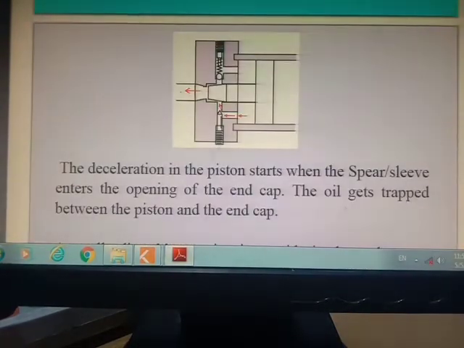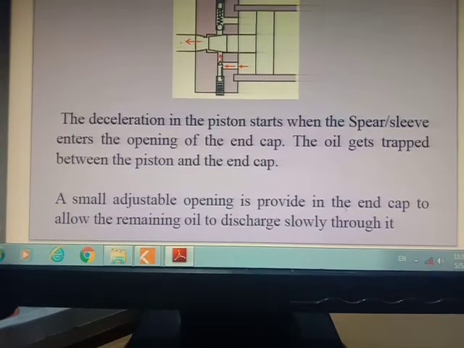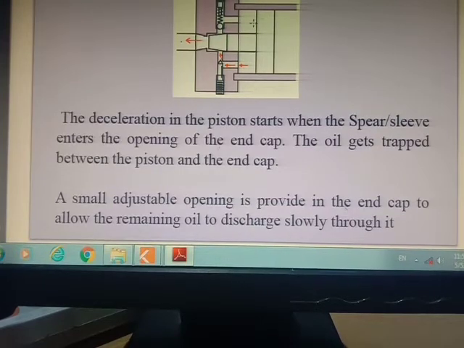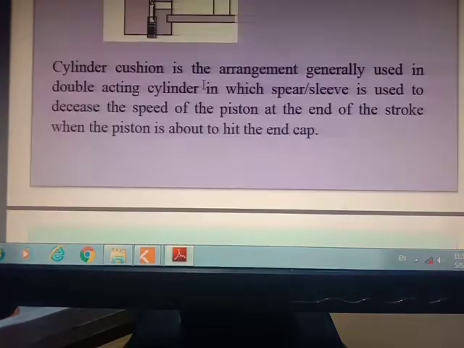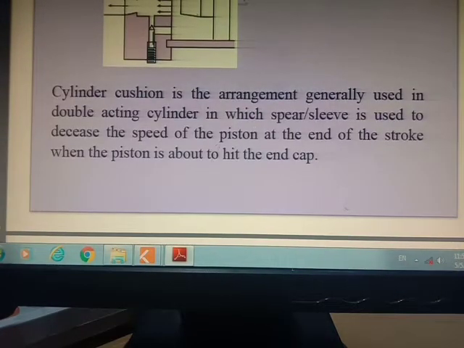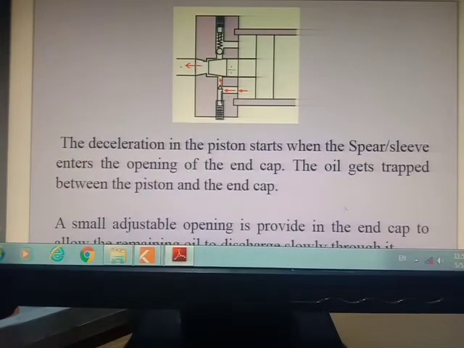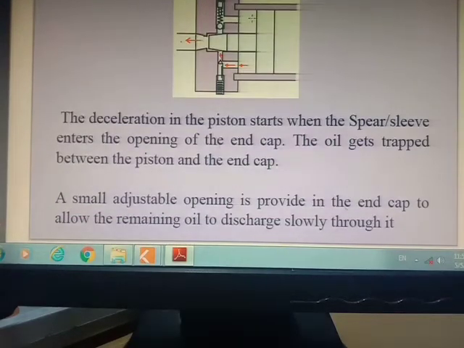How is that used? What happens when the piston moves in the forward direction? Suppose this piston is moving in the forward direction. The deceleration of the piston starts when the spear sleeve enters the opening of the end cap. Here you can see this opening is provided in the end cap, and when the piston moves in this direction, this sleeve enters into this end cap. When this sleeve enters into the end cap, the oil that is here gets trapped between the piston and the end cap.